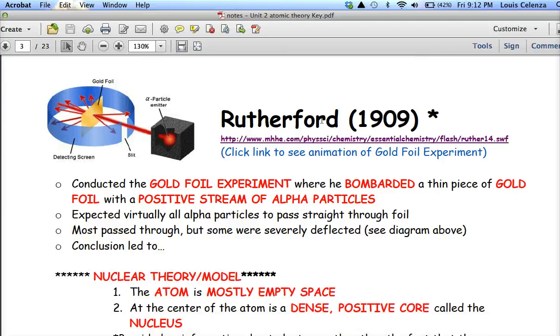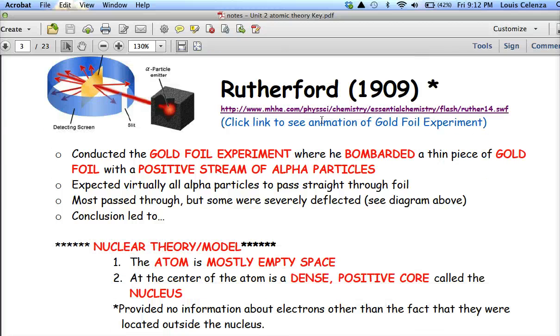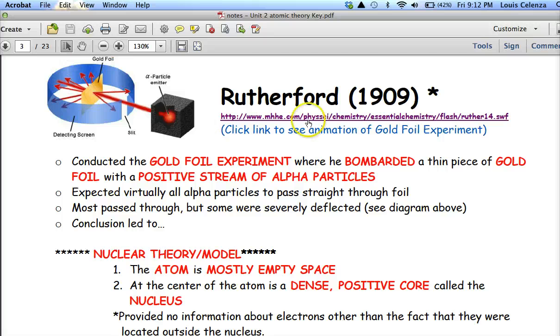The next person, and this is by far the most important experiment, and it is definitely asked about on every single Regents exam, is Rutherford. Rutherford conducted something called the gold foil experiment, and you can see a diagram of it here. They are not going to give you a diagram and ask you to label it or explain it. What you're going to have to be able to do is two things. You have to know what his observations were from his experiment, what data did he collect from his experiment, and then what conclusions did he make based on his data.